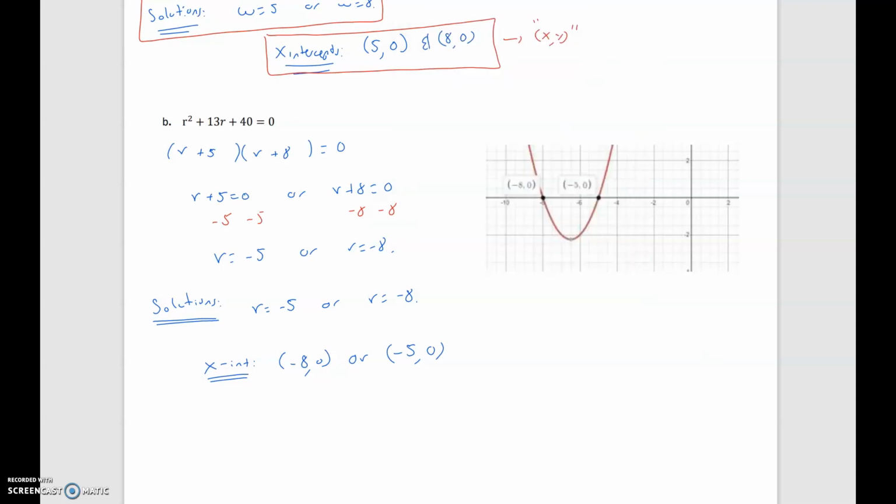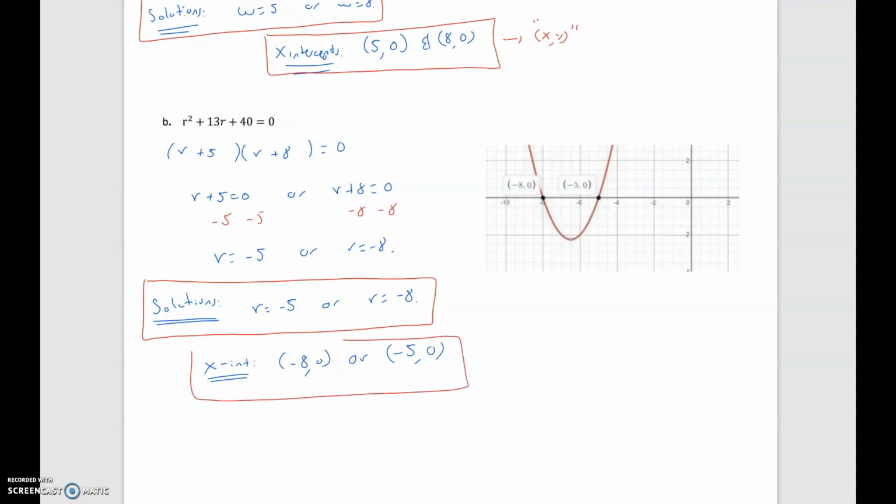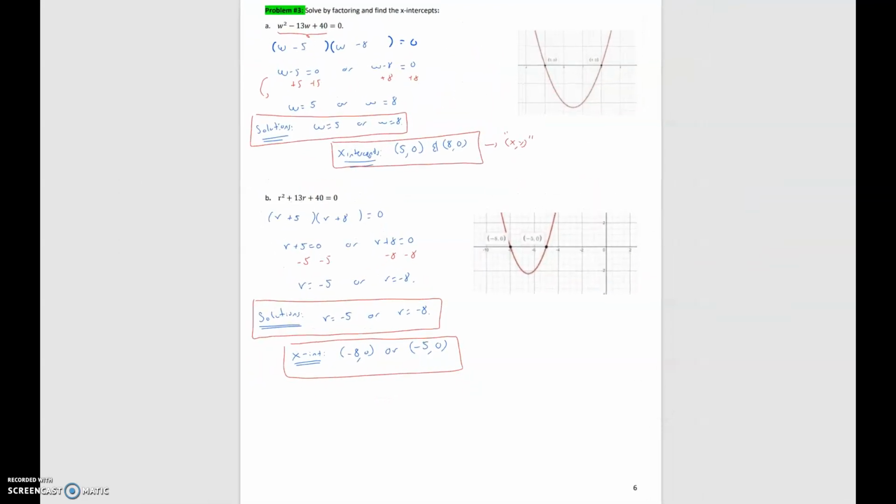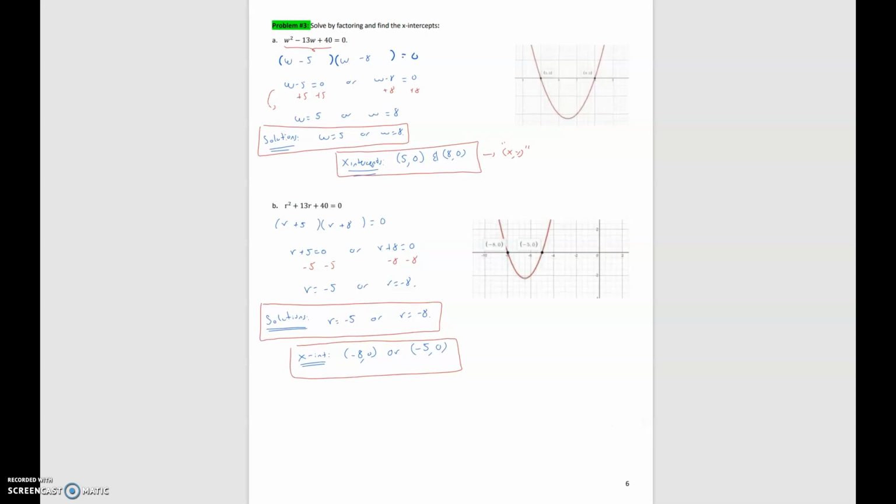And this image is a little bit better. There you can see the solutions, and then you can actually see the x-intercepts, negative 8, 0 and negative 5, 0. That's actually it for these problems. In terms of what's expected, we may just be asked to solve like the previous problems that we've done, or they wanted us to find x-intercepts, and the actual parabolas may not be provided. But keep in mind that there is a graph attached to these problems, and the main idea is that we're finding the intercepts and the solutions.